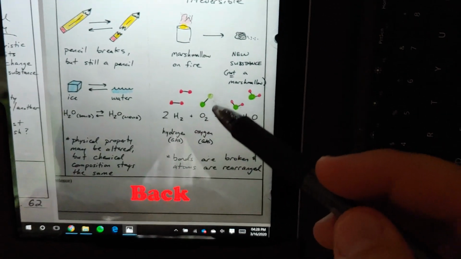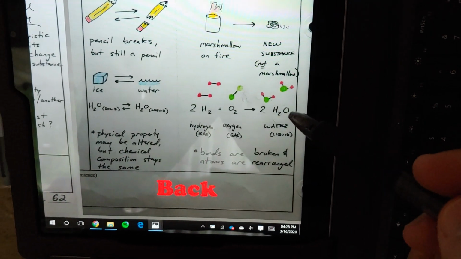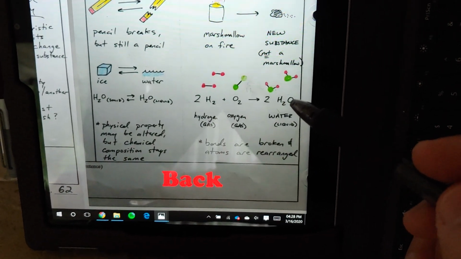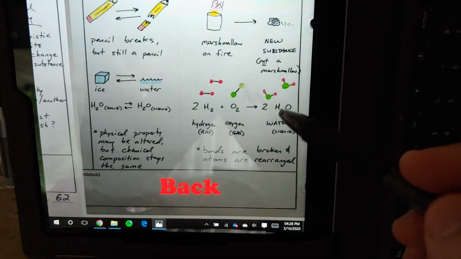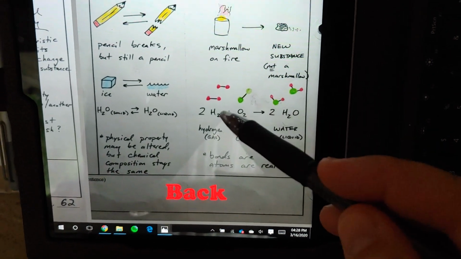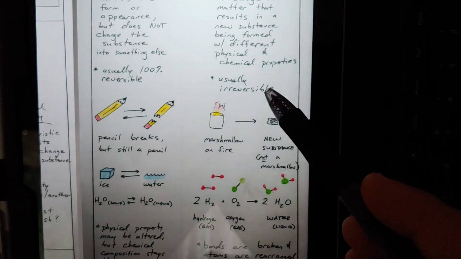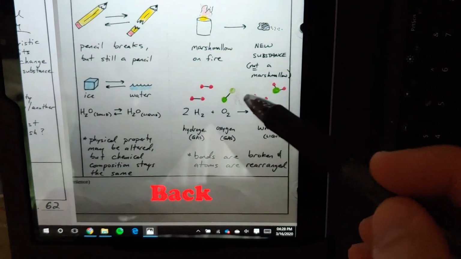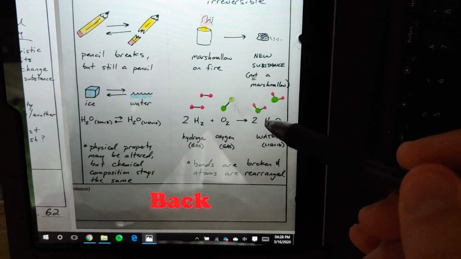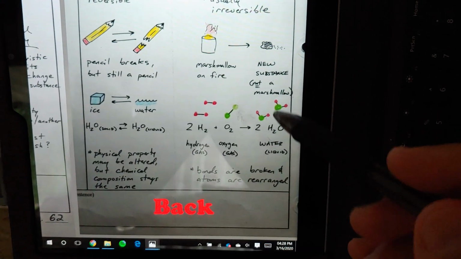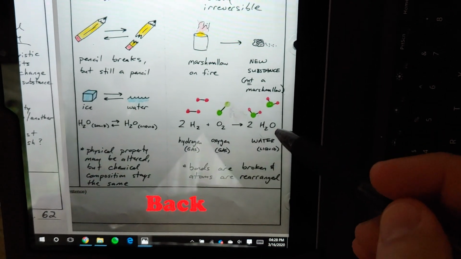So if you think about it, it's water. Earth is 75% water, so we have unlimited fuel. But it is very difficult to go from H2O to H2 and O2. That's why normally in nature we say it's usually irreversible. We need some handy, smart scientists to figure out how to make this equation go backwards. But in nature, for the most part, it goes one way.